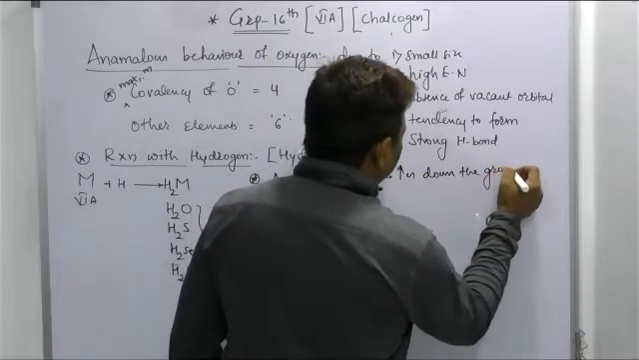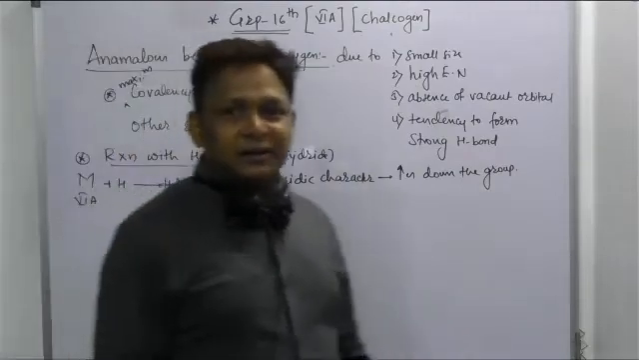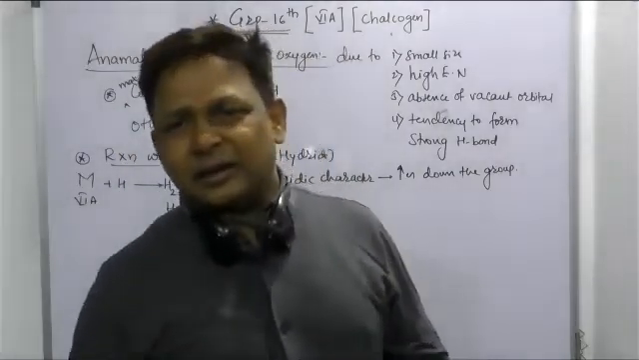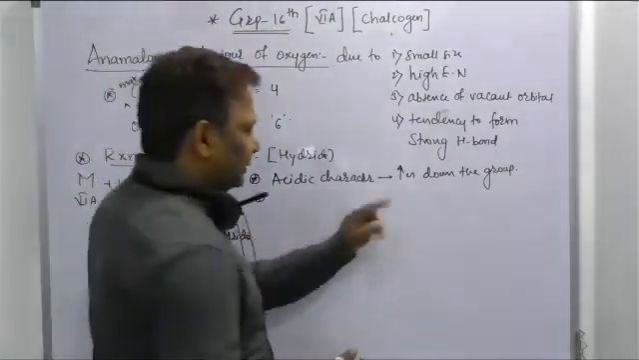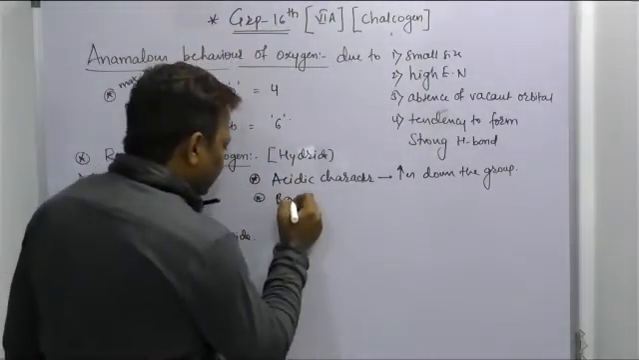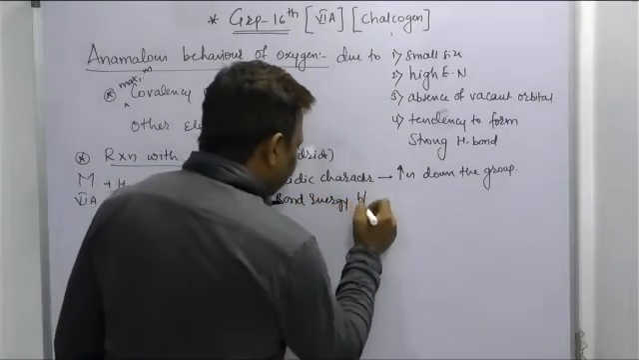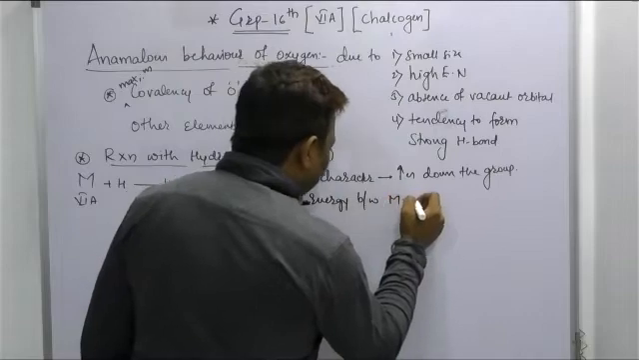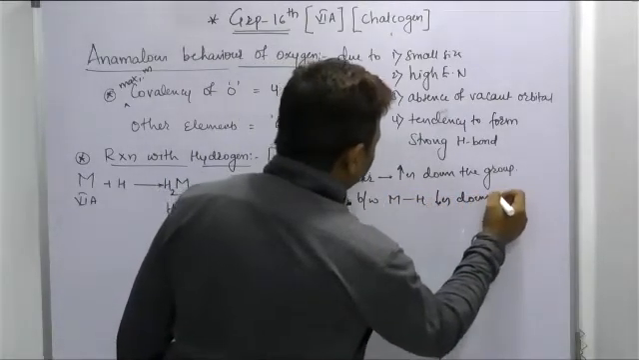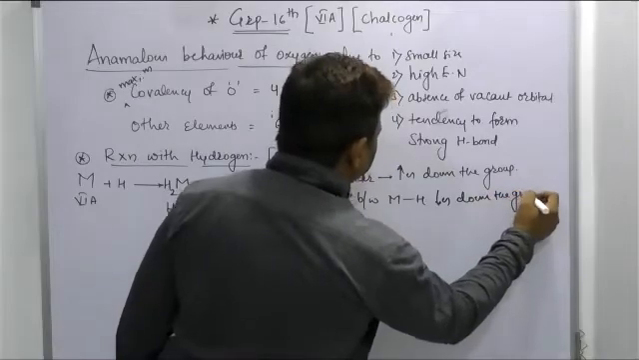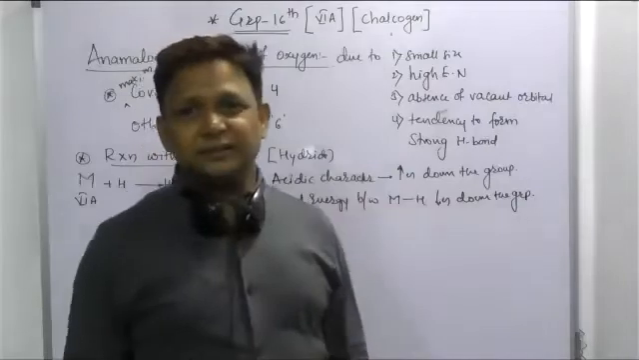Acidic character increases down the group. Is it clear, beta? Right. But an increase in acidic character can be explained based on bond energy. As the acidic character increases down the group, that means the bond energy between the element and H decreases down the group. As the bond energy decreases, the tendency to give H plus ion increases.